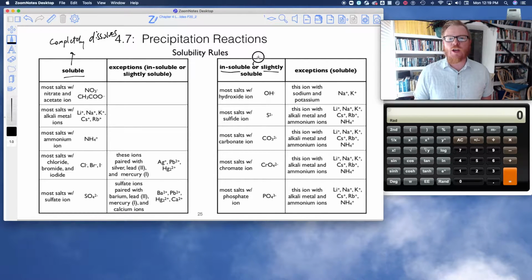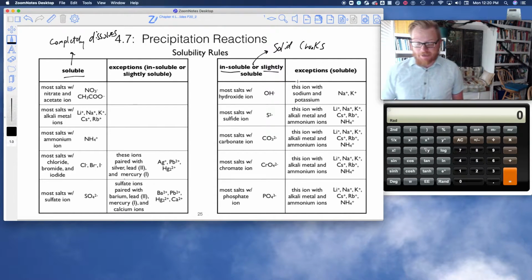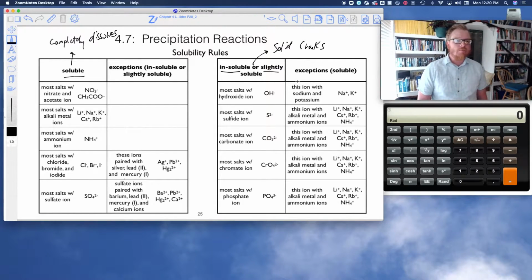Slightly soluble or insoluble means there are solid chunks left over, and those solid chunks are the precipitate, okay? So look at the rules here. Soluble: most salts with nitrate or acetate, no exceptions to the rule. And keep in mind, when there are exceptions on the soluble chart, that means it's insoluble. And when there are exceptions on the insoluble chart, that means it's soluble, okay?